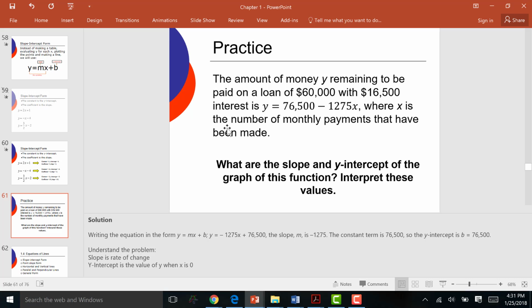The amount of money, which we're going to call Y, remaining to be paid on a loan of $60,000 for the Escalade you bought, with $16,500 of interest, where Y is 76,500 minus 1,275 times X, where X is the number of monthly payments that have been made.